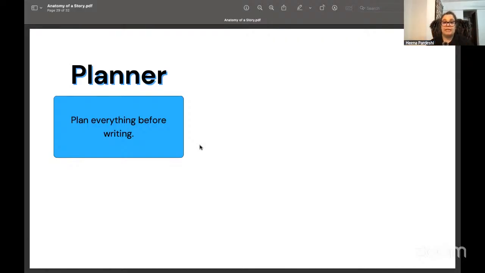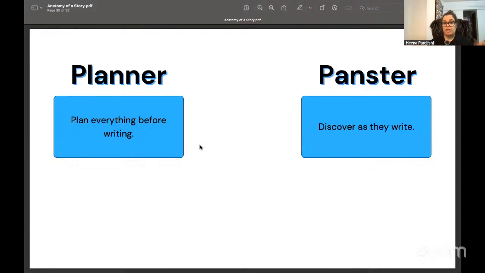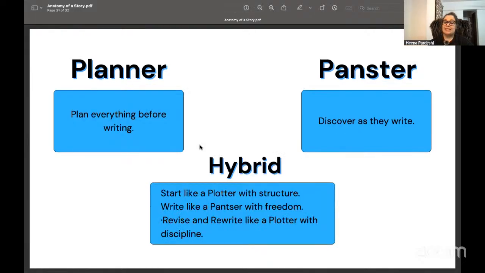The first type is the planner, who plans everything before writing. The second one is the pantster, writing by the seat of their pants. This is basically the discovery writer. So they discover as they write. But there is another approach, that is the hybrid approach.